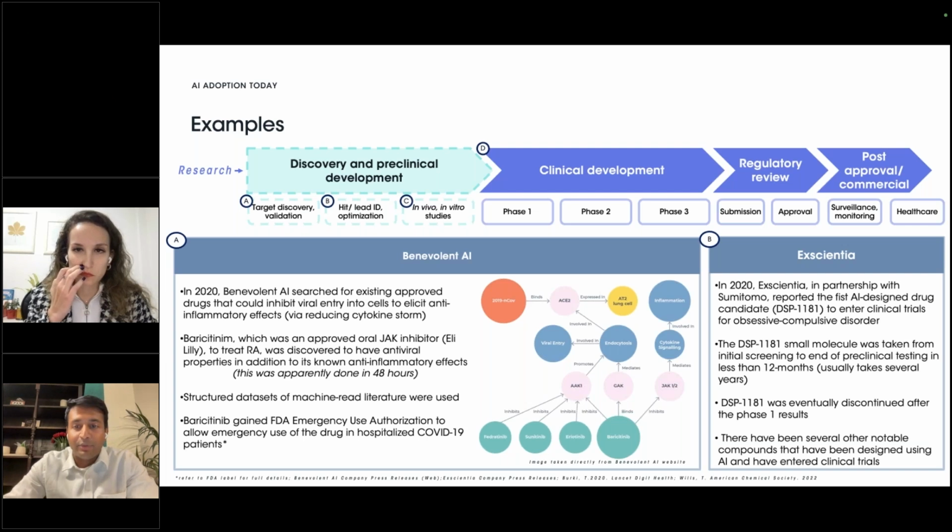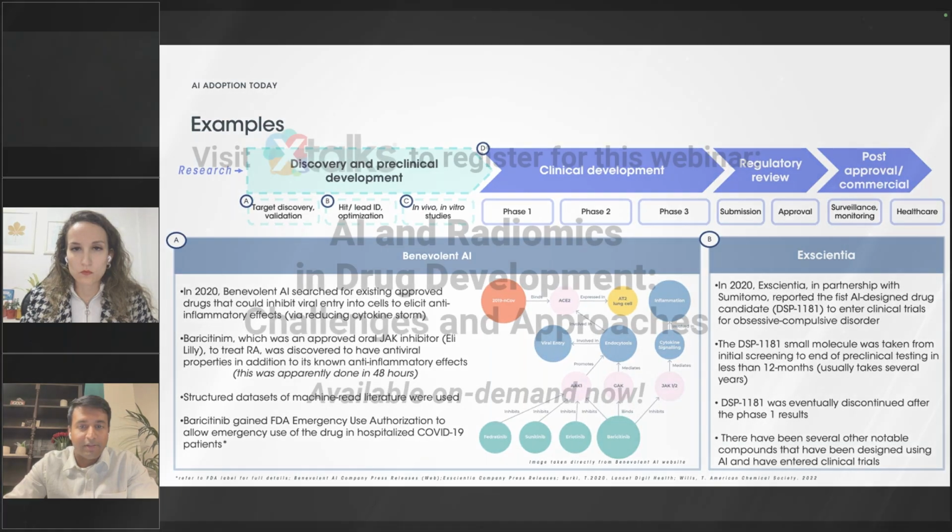And this, I believe, was the first example of a fully AI-designed compound that entered clinical trials. Unfortunately, it didn't make it past phase 1 as it was discontinued, but since then, there have been many cases of AI developed or designed molecules that have entered the clinic.